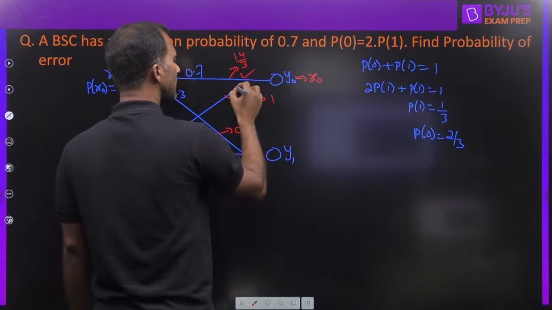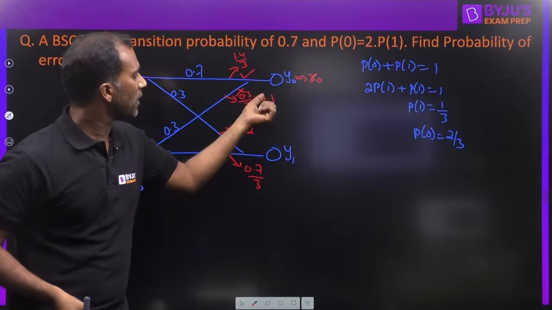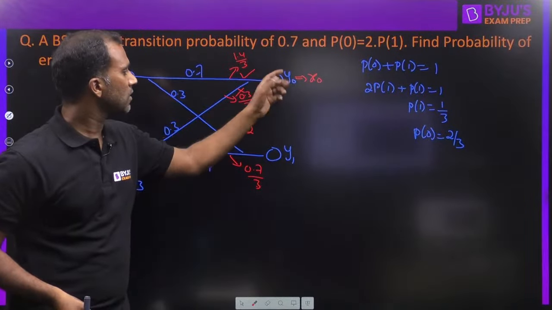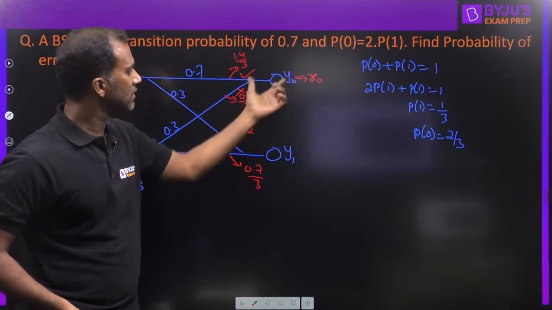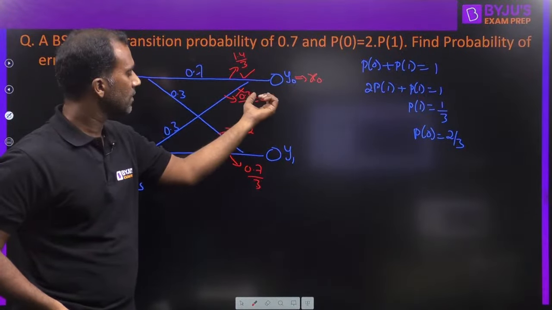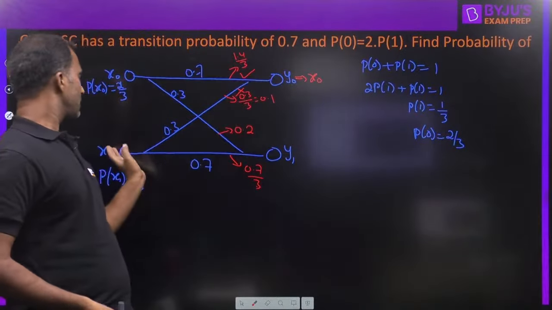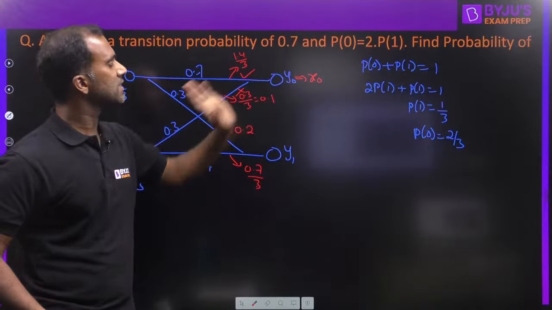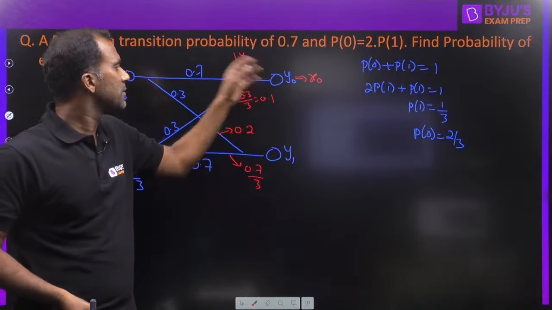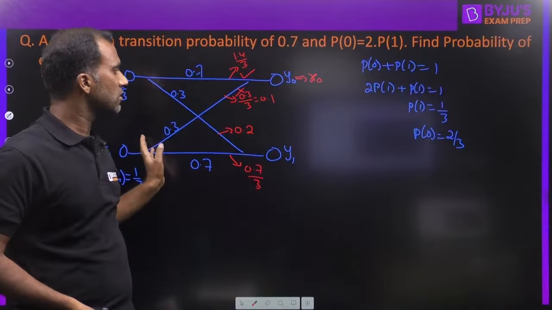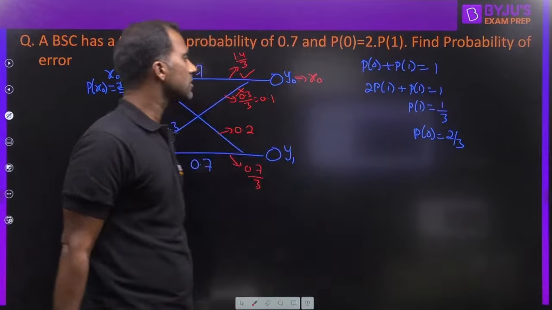So this is the correct line and this is the wrong line. Or you can say, with 0.1 probability, you are going to receive y naught because of x1, but you are deciding it as x naught. With this probability, you are going to make an error, because with this probability you are receiving y naught because of x1, but still you are deciding it as x naught. Why? Because we don't know whether the outcome is because of x1 or because of x naught. We don't know that, right? So that's why whenever you see y naught, you are going to decide it as x naught.